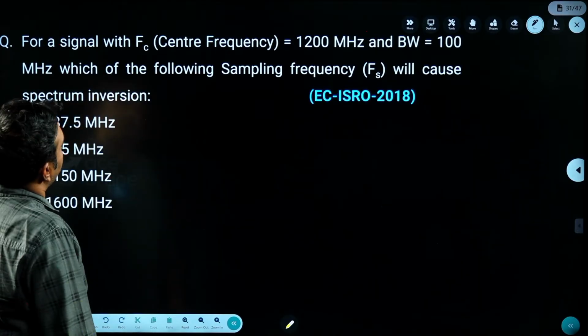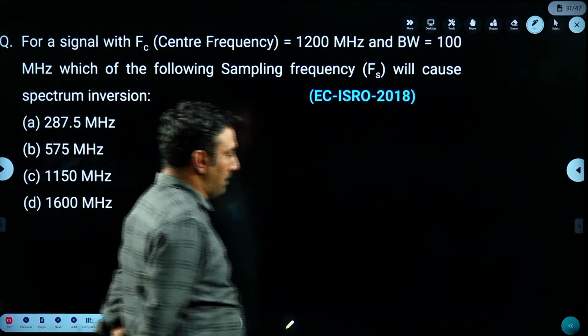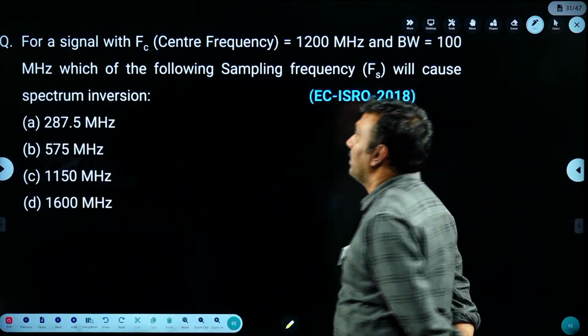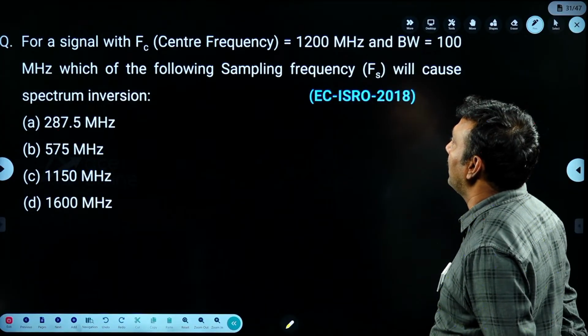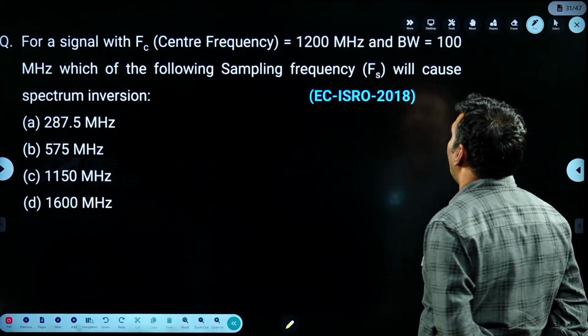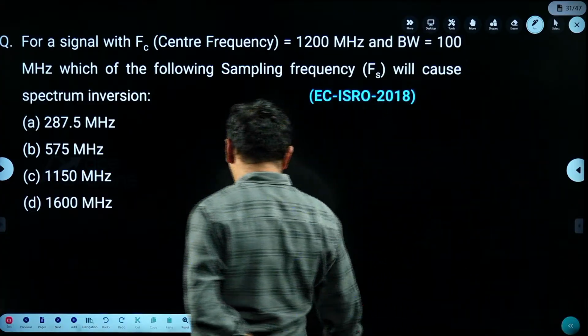This is one of the finest questions from bandpass sampling asked in ISRO paper. For a signal with center frequency 1200 megahertz, bandwidth of 100 megahertz, which of the following sampling frequencies will cause spectrum inversion?